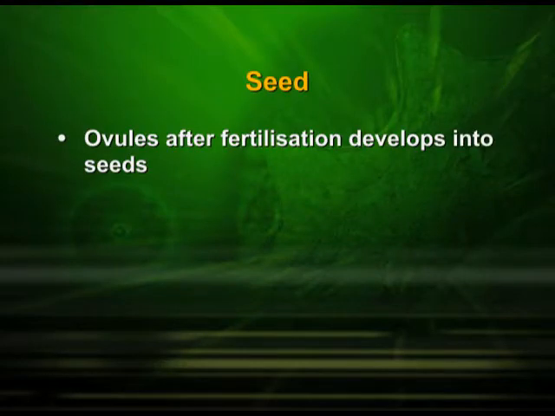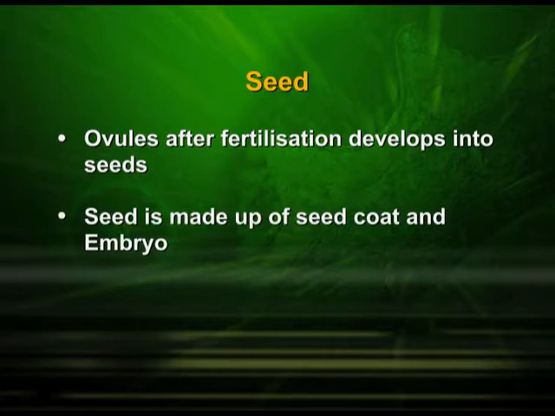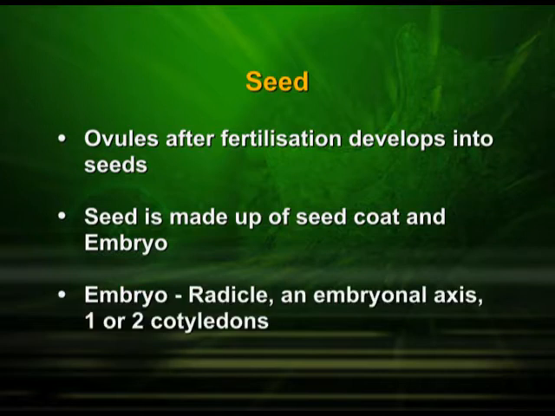Seed. Ovules after fertilization develop into seeds. The seed is made up of seed coat and embryo. The embryo develops into the radicle, the embryonal axis and one or two cotyledons. Let us have a look at the structure of a dicotyledonous seed.